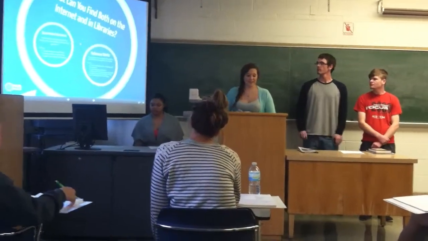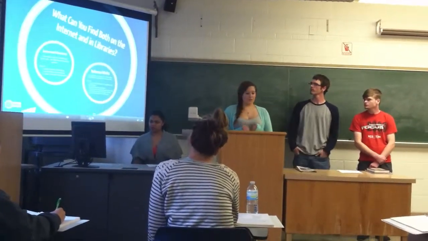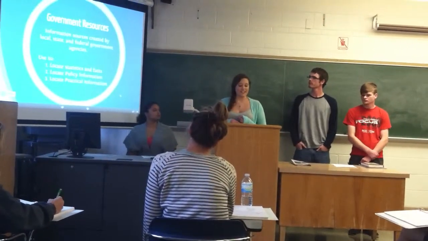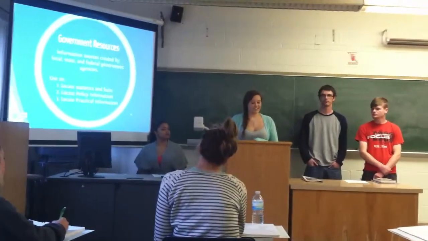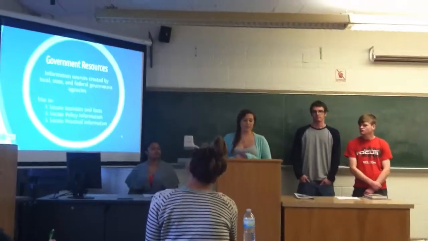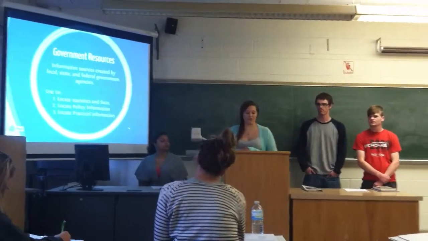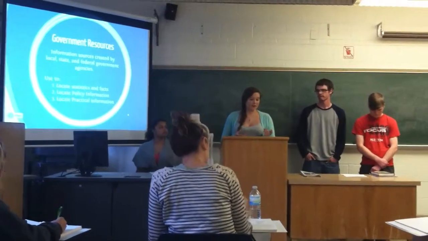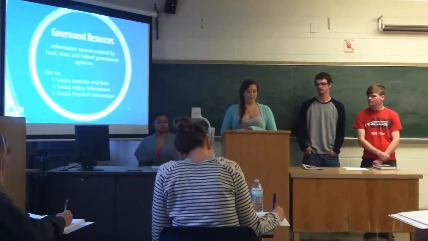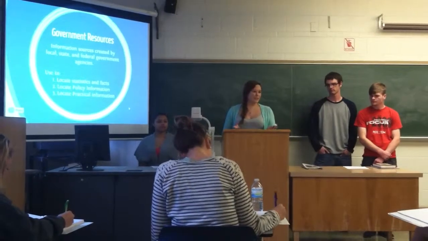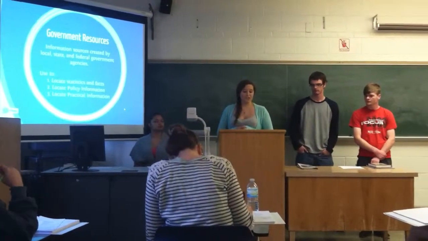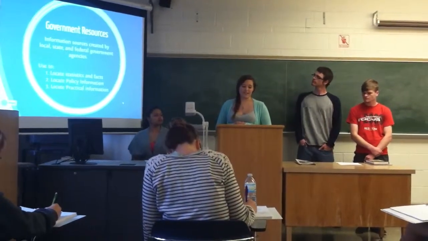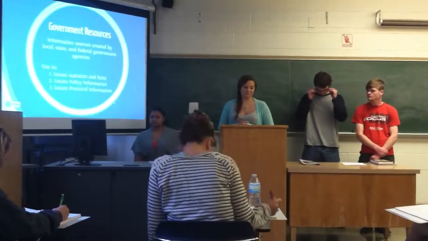Alright, so I'm going to talk to you guys today about what you can find on both the internet and in the library. Some of these are government materials. Government materials are sources created by local, state, and federal government agencies. Examples of these are U.S. reports, Federal Register, Code of Federal Regulations, and the Census of Population and Housing, and so on. These are highly credible sources, but may not include citation information. You can use these government sources to locate statistics and facts, policy information, and practical information.